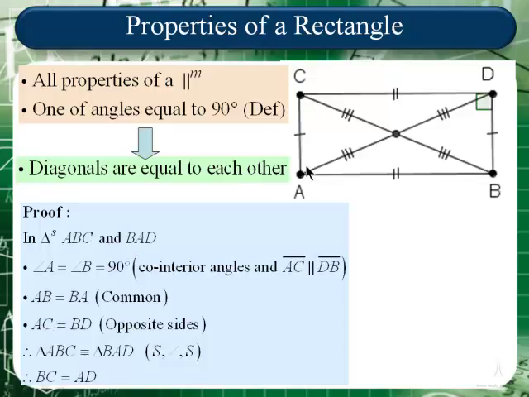AC is equal to DB. They are the opposite sides of a parallelogram, so therefore the two triangles must be congruent, because two sides and an enclosed angle of the one is equal to two sides and an enclosed angle of the other one, and therefore we can conclude that BC must be equal to AD.